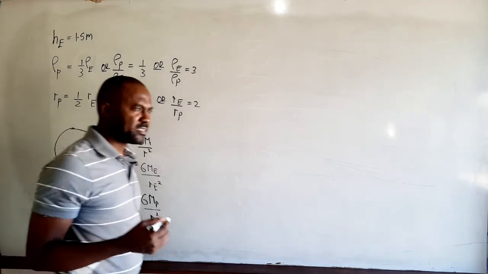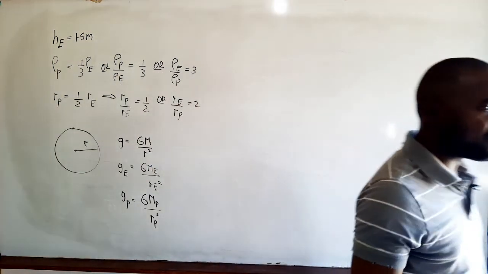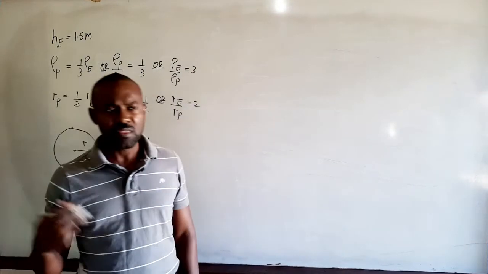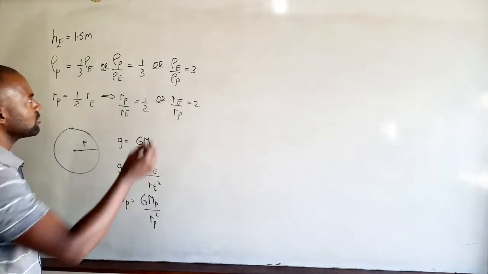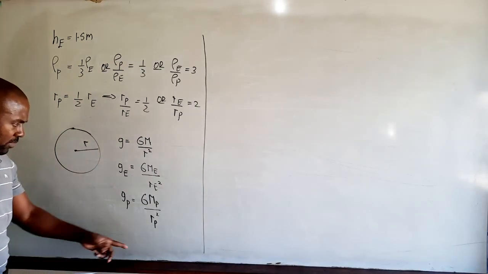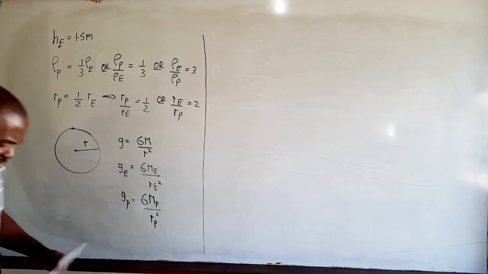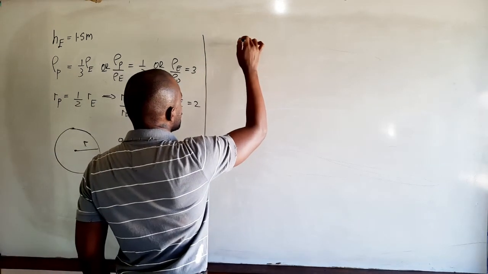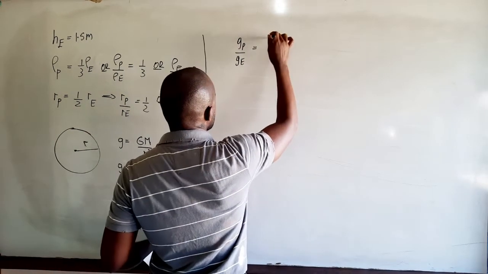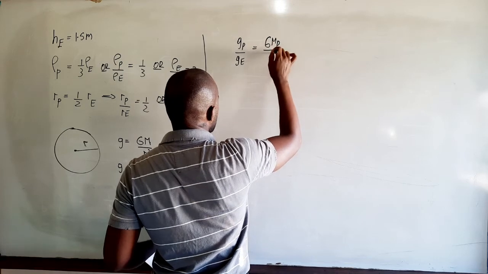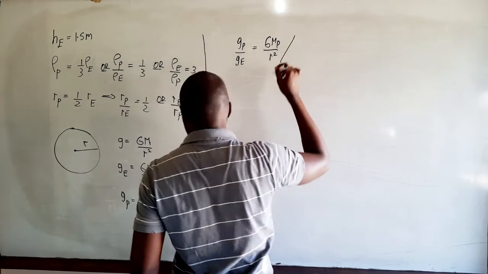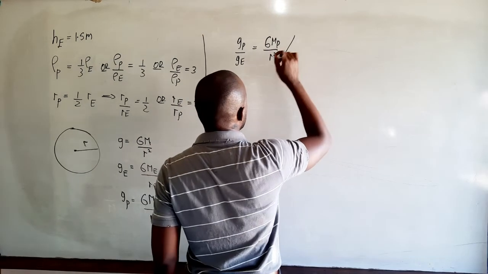What we really want is a ratio for the planets' gravitational field strengths, and that will then allow us to determine the height to which the man can jump. So if we divide these two equations, we want the ratio of GP to GE. We can say that GP divided by GE would be equal to G MP over RP squared, divided by G ME over RE squared.